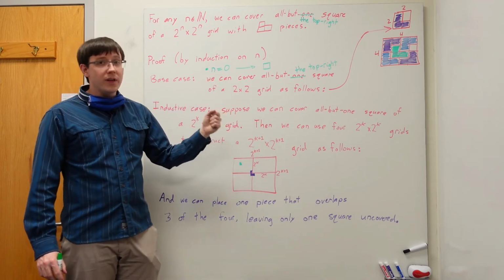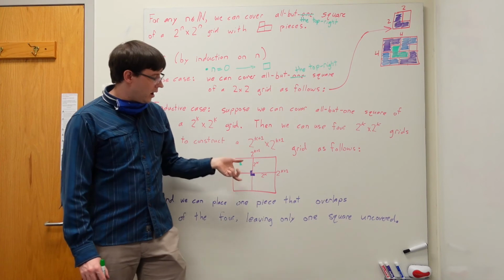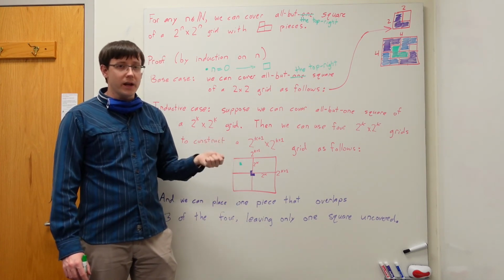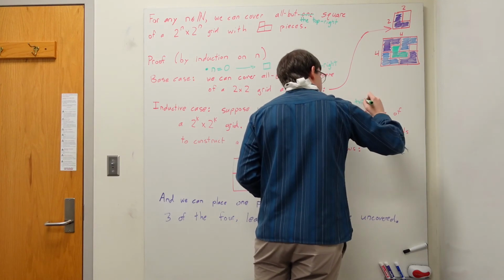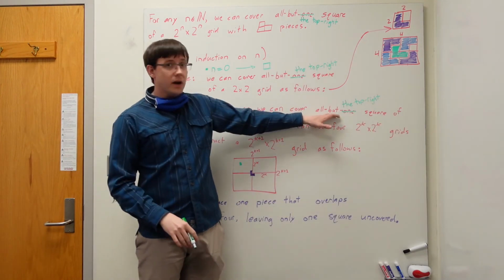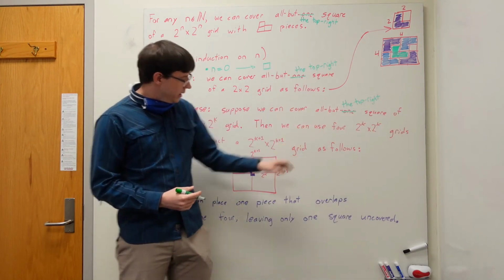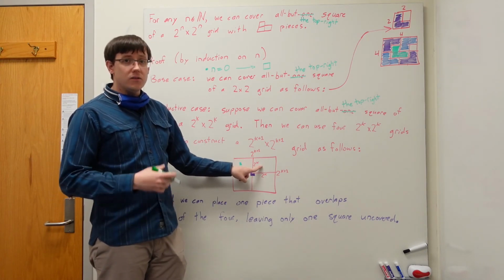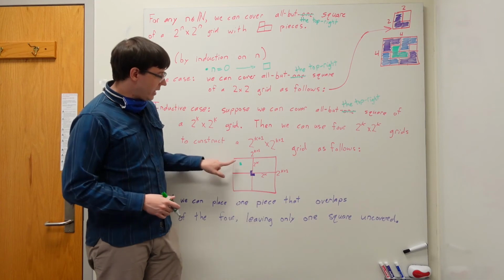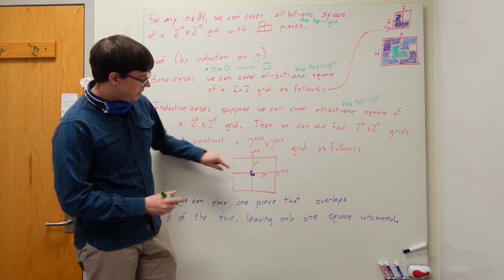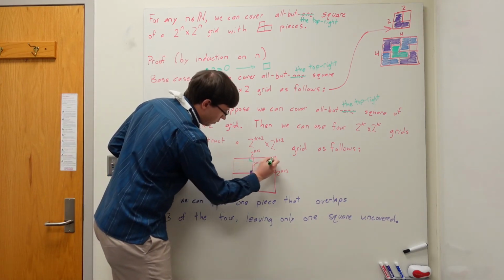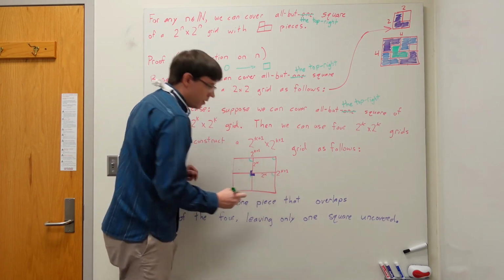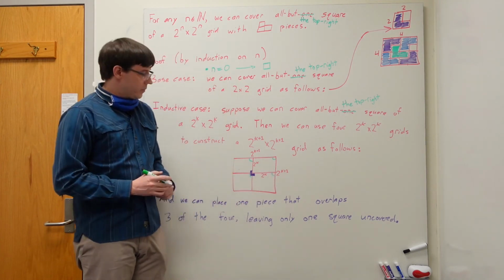If we assume that we have a specific way of covering the 2 to the k by 2 to the k grid, specifically, if we can cover all but the top right square in the 2 to the k by 2 to the k subgrid, then we can use that to think about what happens when we're constructing our k+1 grid.